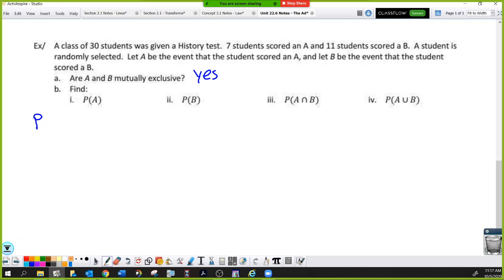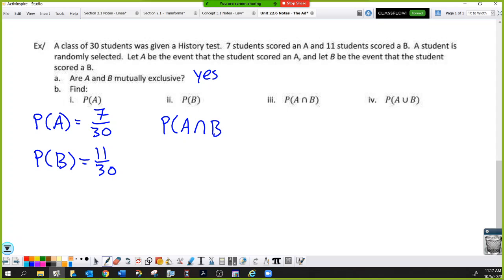What is the probability that a student gets an A? 7 out of 30. Not overthinking this. What is the probability someone gets a B? 11 out of 30. What's the probability somebody gets an A and a B? 0. And what is the probability that someone gets an A or a B?